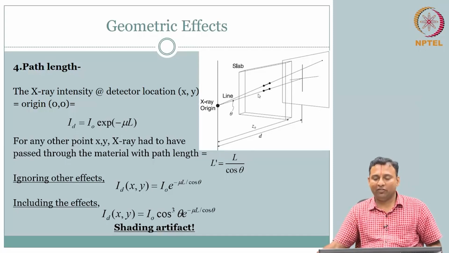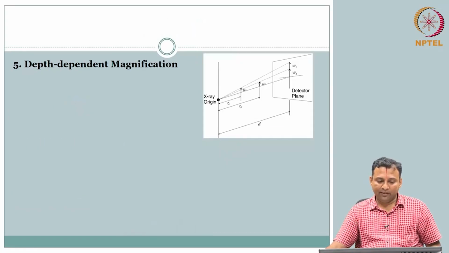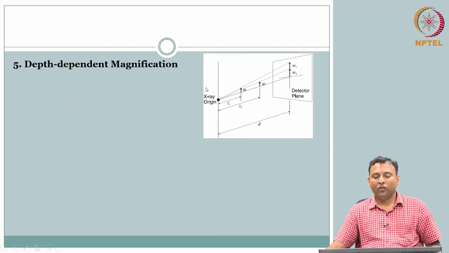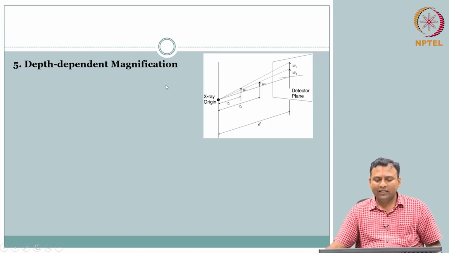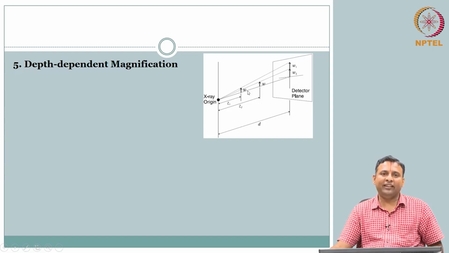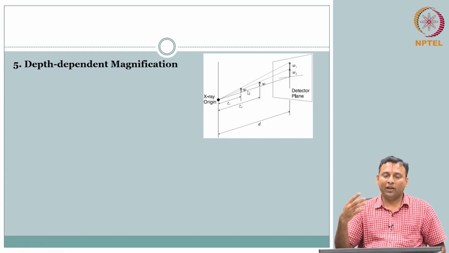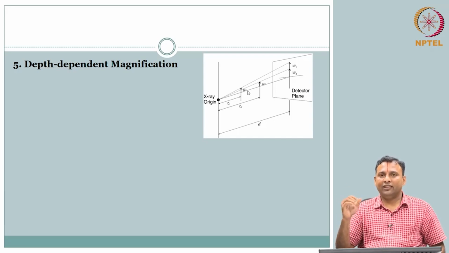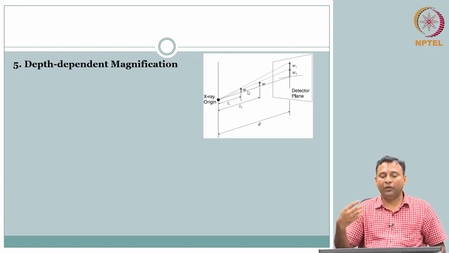So first is the geometric effect, then we have a few other things. Depth dependent magnification. This is something that we probably touched upon when we talked about image quality and accuracy, remember, artifact, and in that lecture I said your geometries could be big or small depending on the magnification. So here is a more formal way to do it.